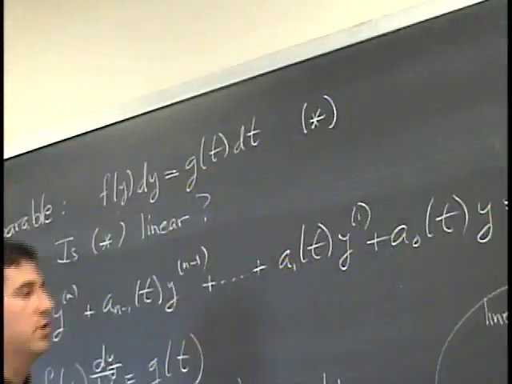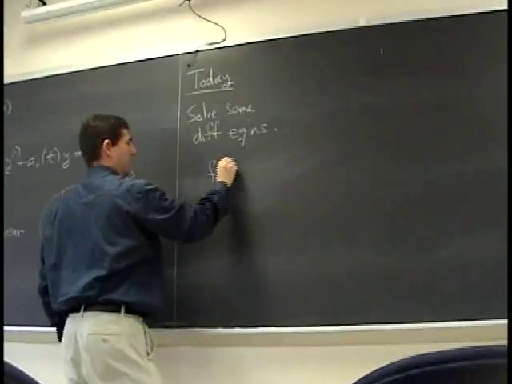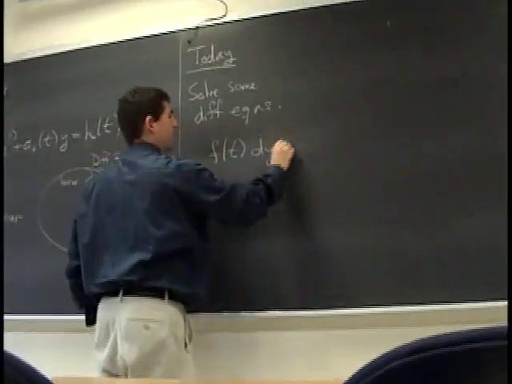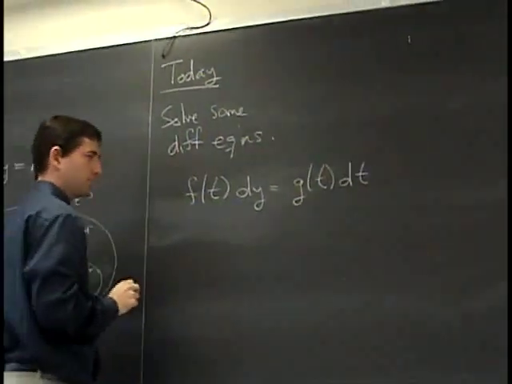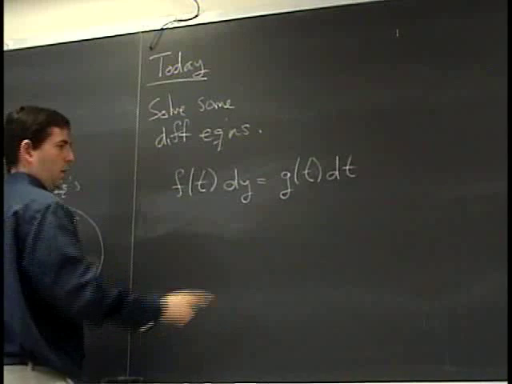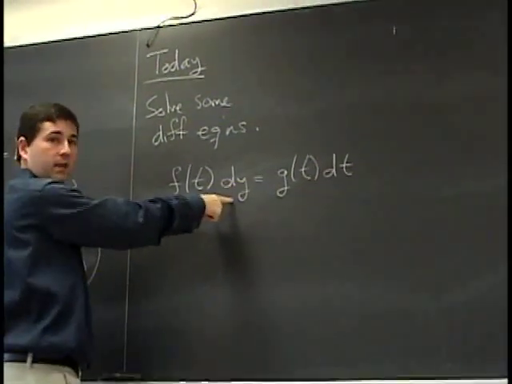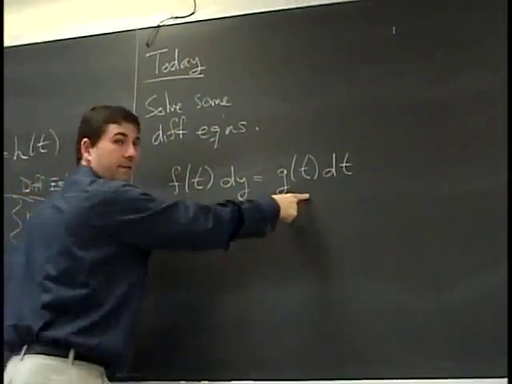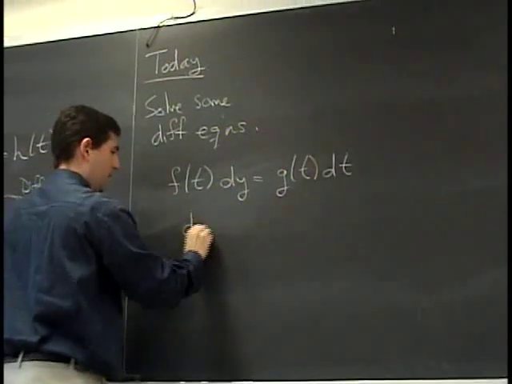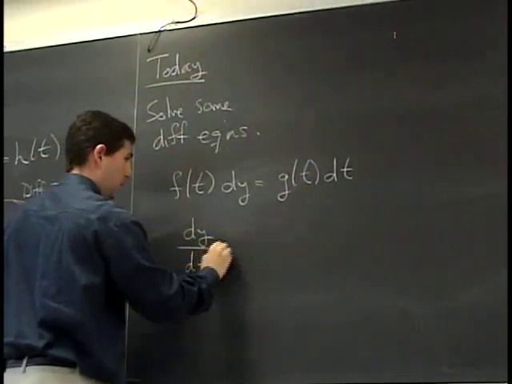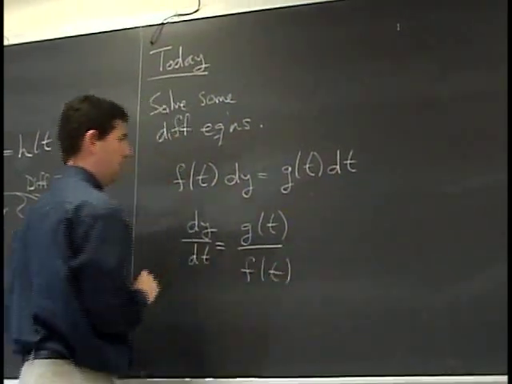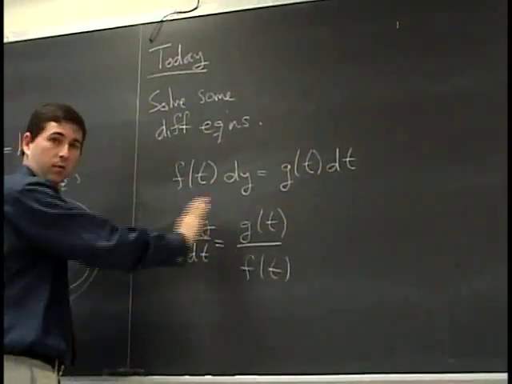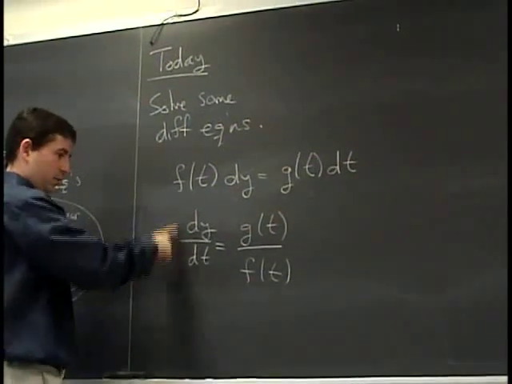I had f of t equals g of t. Then let's divide by dt and also divide by f of t. So dy/dt equals g of t over f of t, as long as f of t is not zero.